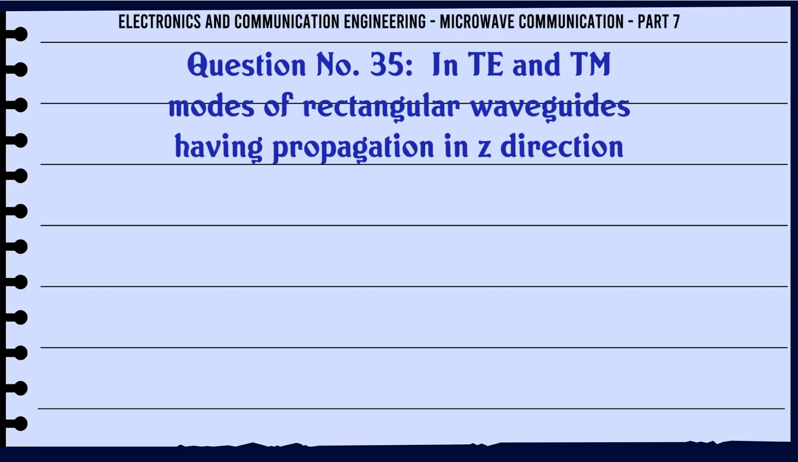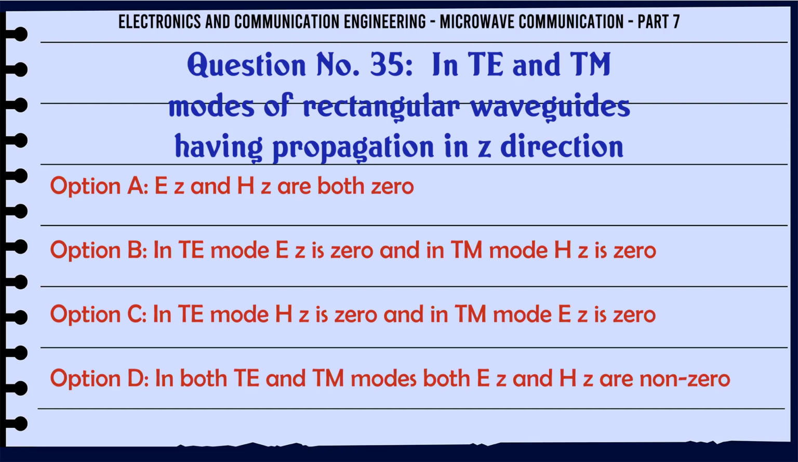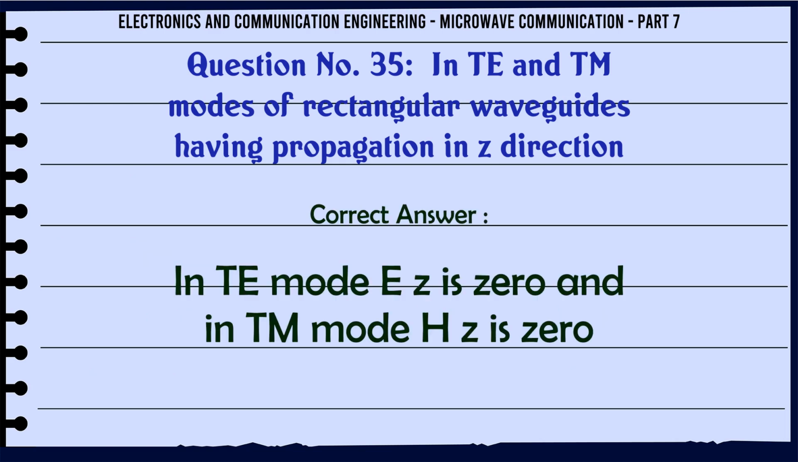In TE and TM modes of rectangular waveguides having propagation in Z direction, A. Ez and Hz are both 0. B. In TE mode Ez is 0 and in TM mode Hz is 0. C. In TE mode Hz is 0 and in TM mode Ez is 0. D. In both TE and TM modes both Ez and Hz are non-zero. The correct answer is in TE mode Ez is 0 and in TM mode Hz is 0.